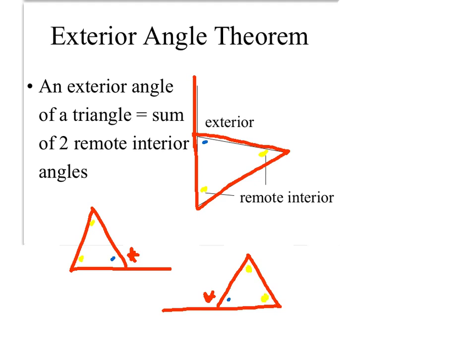The exterior angle theorem says that the measure of the exterior angle will be equal to the measure of each remote interior angle added together. So my exterior angle here would be equal to these two angles added together.